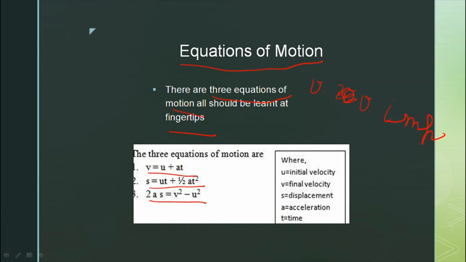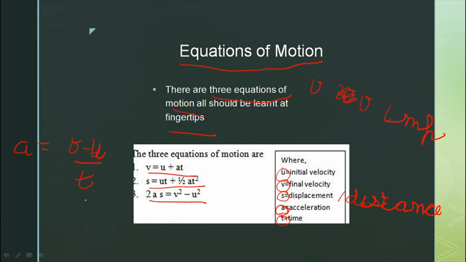So here u is equal to initial velocity, then v equals to final velocity, here s equal to displacement or distance, then here acceleration is a and time is t. So today we are going to derive the first equation. So everybody will be remembering the formula of acceleration, which is v minus u by t.